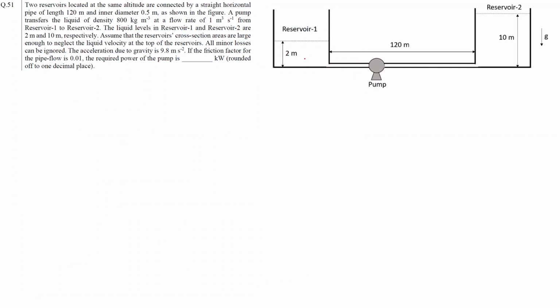So in this question, we have been given two reservoirs and we have been asked to find how much power will be required by this pump to deliver the fluid from reservoir 1 to reservoir 2, considering all the minor losses as negligible. All the other parameters we have been given, that friction factor is also 0.01, and ultimately we have to find the power required by the pump.